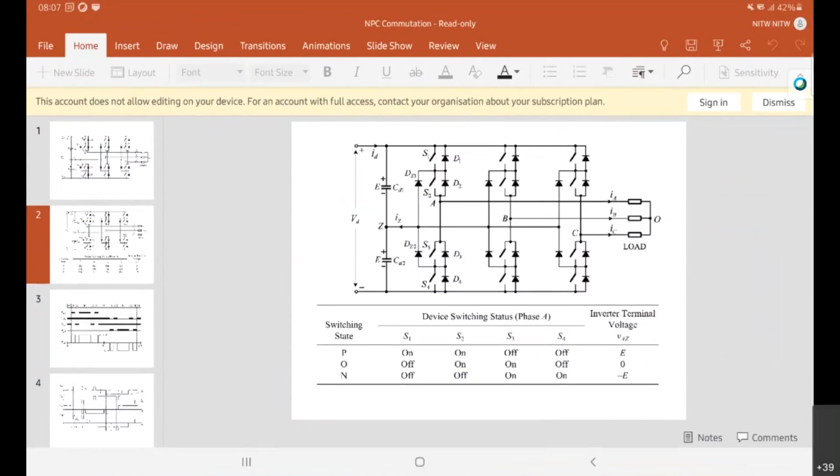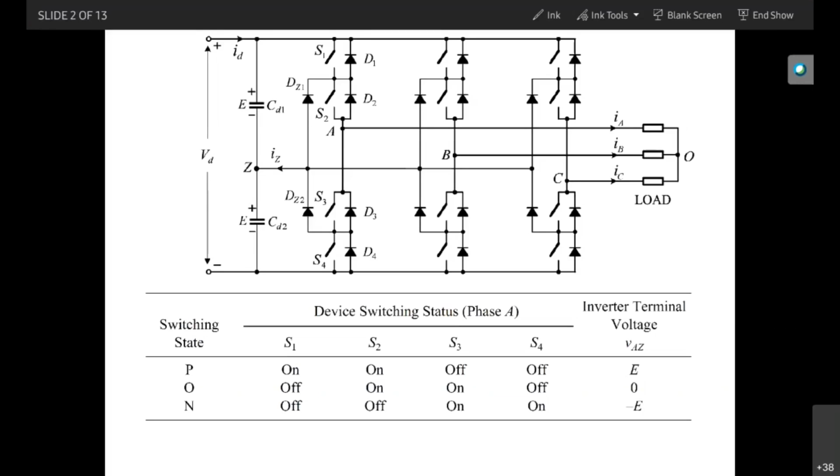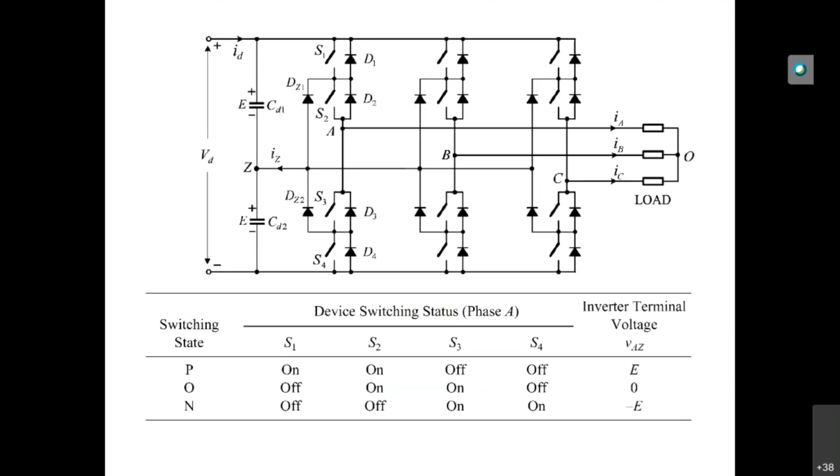Correct. In the previous class we discussed the commutation of the diode clamped multi-level inverter in the case of 3-level. Now we will go for the space vector modulation technique for this 3-level inverter. As we already discussed, the 3-level inverter has 3 states: the positive state, the 0 state, and the negative state, and their corresponding voltages are E, 0, and minus E.